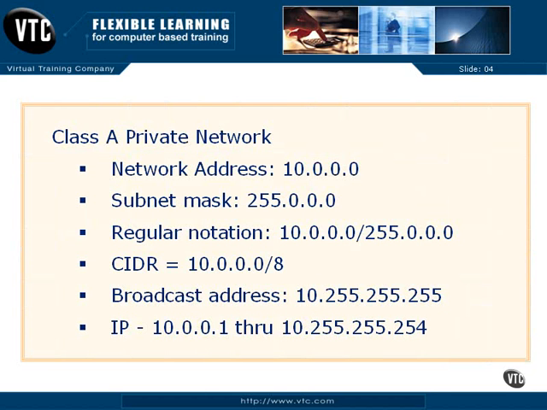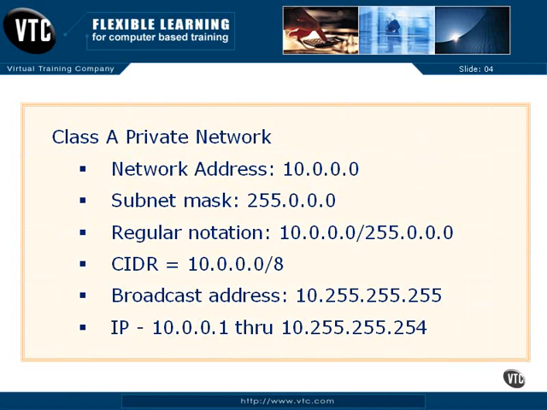A Class A private network supports a network of several million IP addresses. The standard Class A private network has a network address of 10.0.0.0 with a subnet mask as shown. These 2 numbers are combined together in regular notation to delineate the entire network. It's sometimes also expressed in CIDR notation. CIDR stands for Classless Interdomain Routing.